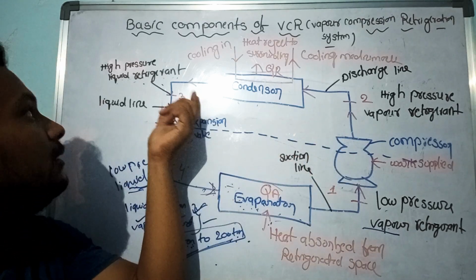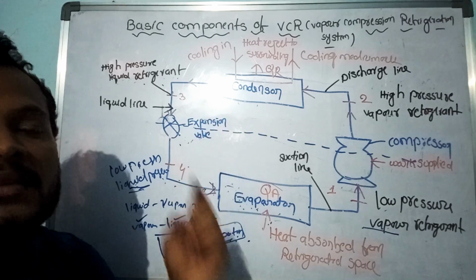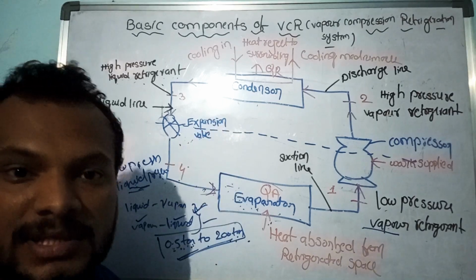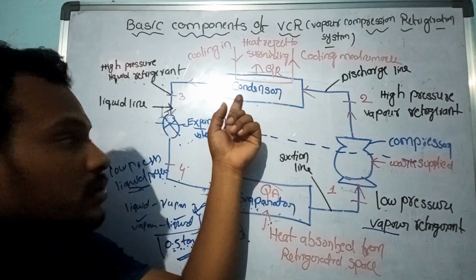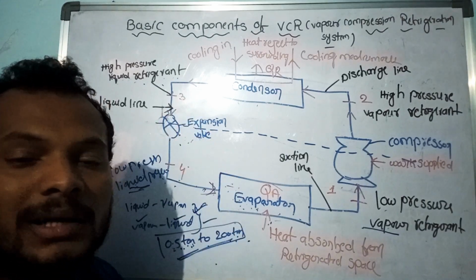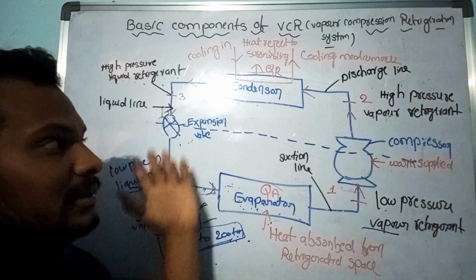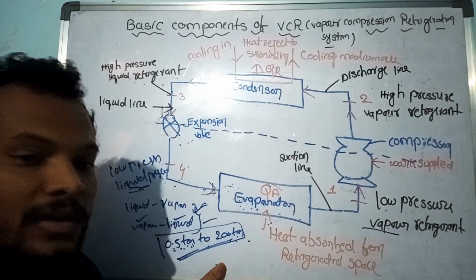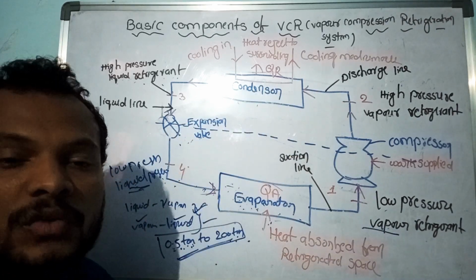Then there is the liquid line, the pipeline carrying the liquid refrigerant after the condensation process and before the expansion process. That is called the liquid line. So these are the working principle and basic components of the VCR system.